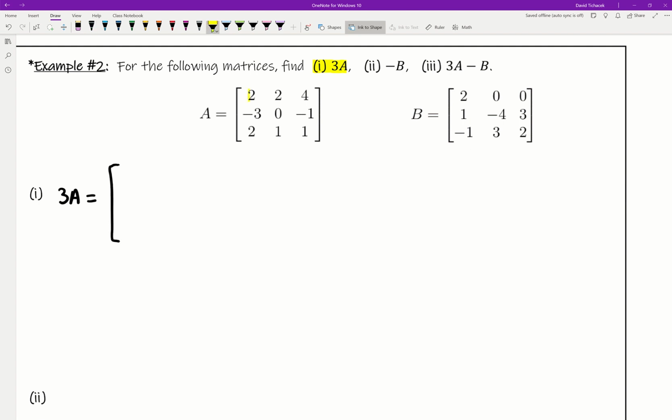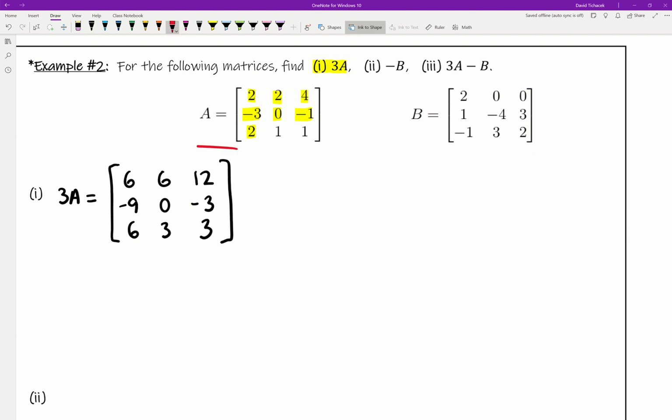So starting us off here, we have 3 times 2, of course that makes 6. We have 3 times 2 again, that's going to make 6 again. We have 3 times 4, that's going to make 12. We have 3 times negative 3, that's going to give you negative 9. We have 3 times 0, of course that's going to make 0, and all the way through. You guys can see how this works, right? So I'm just going to finish this one off here, and then we'll take a look at some of these other ones, right? So 3 times 2 is 6, 3 times 1 is 3, and then 3 times 1 is 3 again, okay? So really, really simple to do.